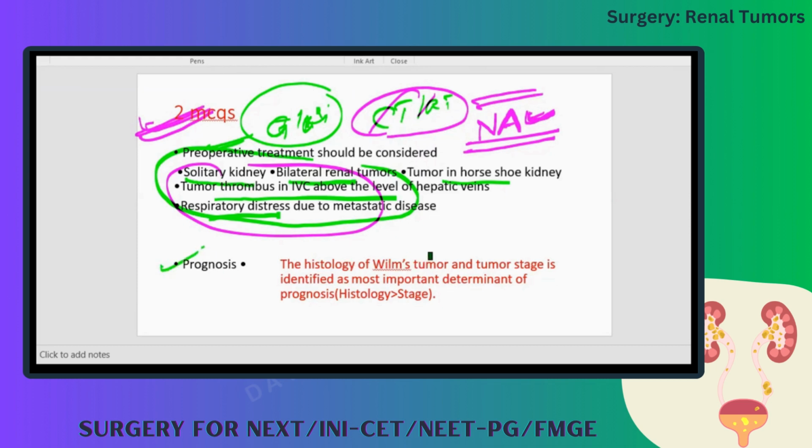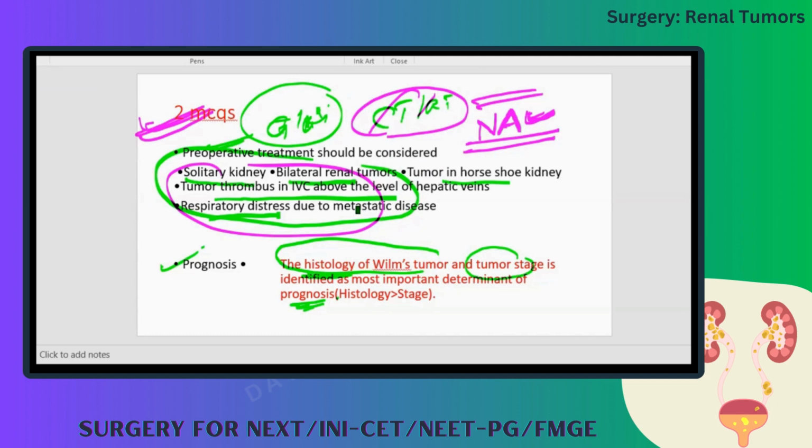Then prognosis. The histology of Wilms tumor and the tumor stage are identified as the most important determinants of prognosis. So the histology is important. See, these types of questions will come to you. What is the most important determinant of breast cancer which will determine the prognosis? That is how many years he will live. Prognosis. For breast cancer, what is that? Which will tell you the prognosis? Can anybody tell me? For breast cancer?